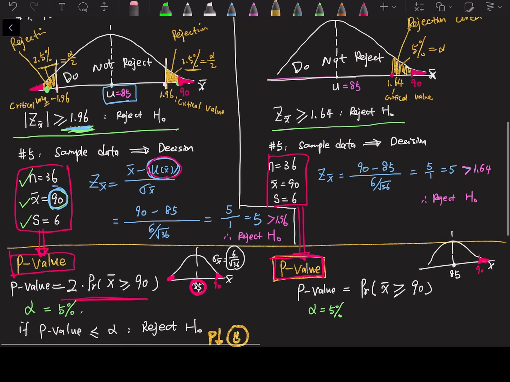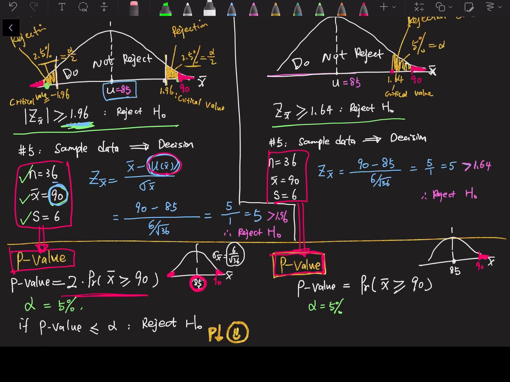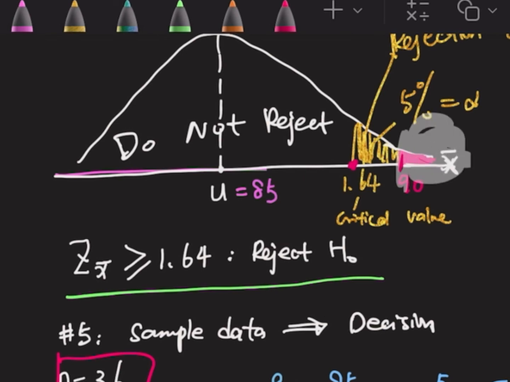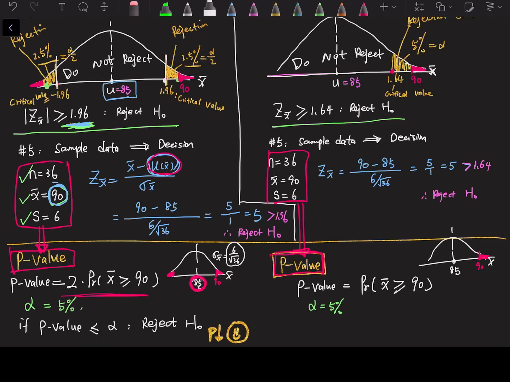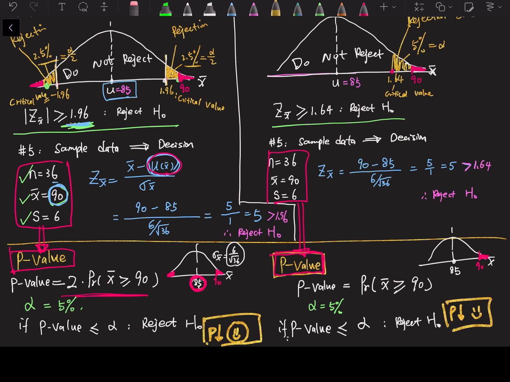Same thing for this case. The p-value, this red area, is the probability that x bar is more extreme than 90, and this yellow area is just the 5% significance level. So in this case, the p-value is less than 5%, which is alpha, or equal to in the decision rule, and then we reject the null hypothesis. In this case, that's true, so we reject null. The lower the p, the better chance we reject the null hypothesis.